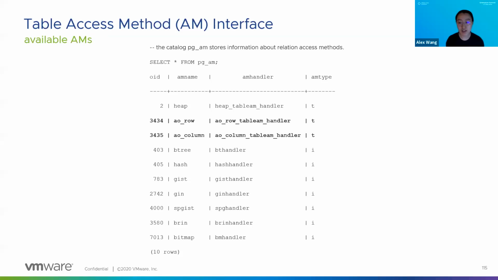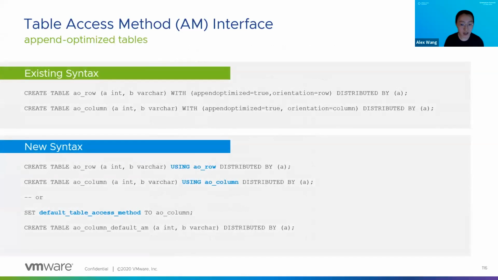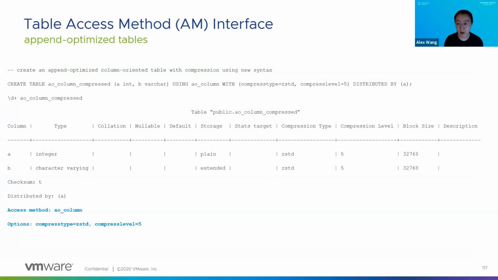And the append-optimized tables can be further categorized as row-oriented and column-oriented tables. In Greenplum 7, as you can see from the PG AM catalog table, AO row and AO column now appear as two separate table access methods. Now we can create append optimized tables with the new syntax using AO row or using AO column. You can also specify the default table access method to AO column, AO row, or heap. And in the next slide, here's another example of creating an append optimized table with compression. As you can see from the table description, AO column is the access method, and compression type and level remain as the relation option.